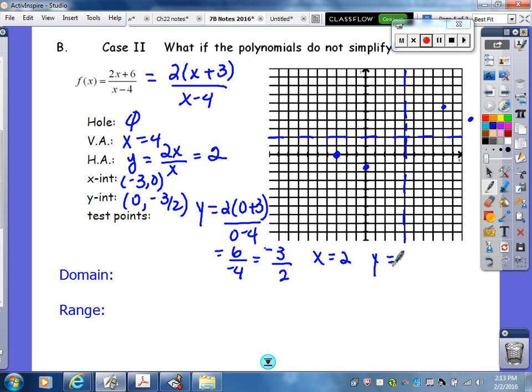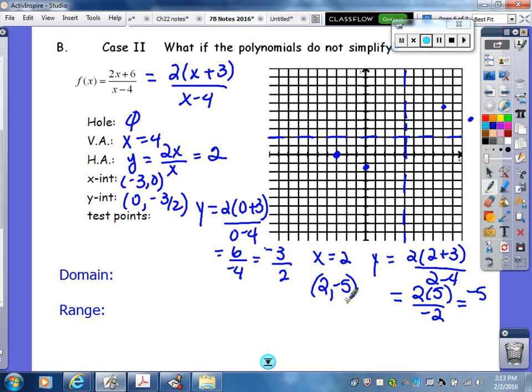Y is going to equal, plug in 2 for x. It's 2 times (2 plus 3) over (2 minus 4). So you're going to get 2 times 5 over negative 2. So that means y is negative 5. So 2, negative 5 is another point on my graph. Now since I plugged it in, I'm counting from the origin. I only count from where my asymptotes intersect if I'm moving points that I already have. All right, so 2, negative 5.